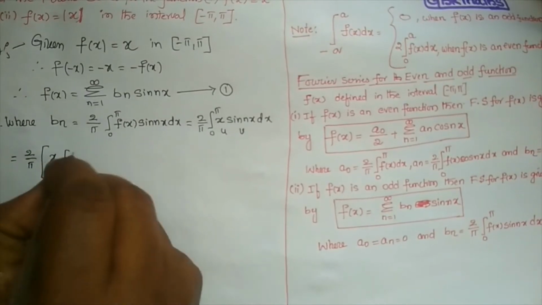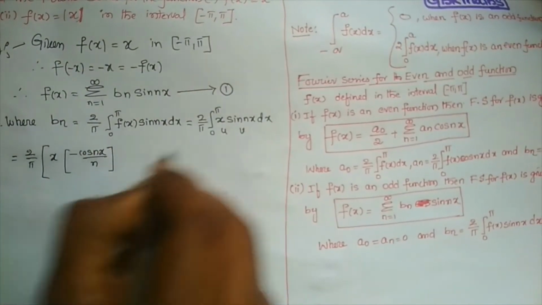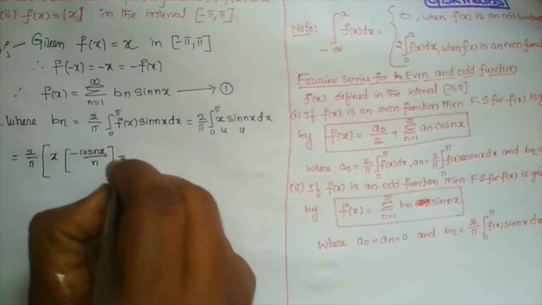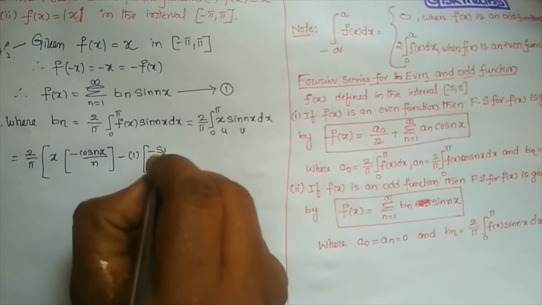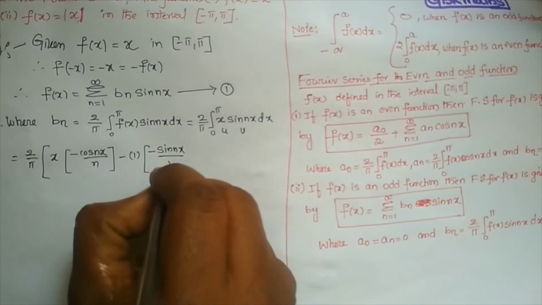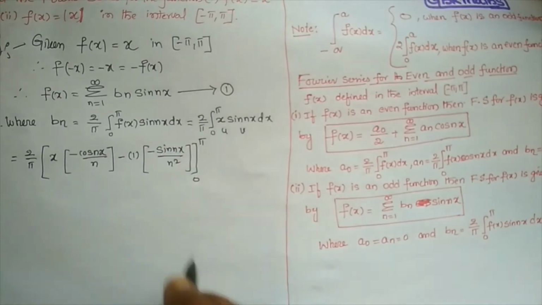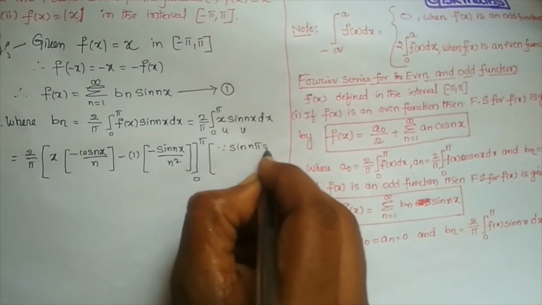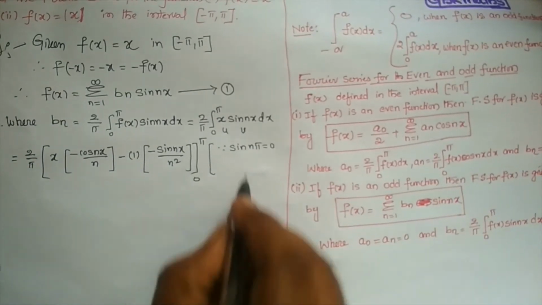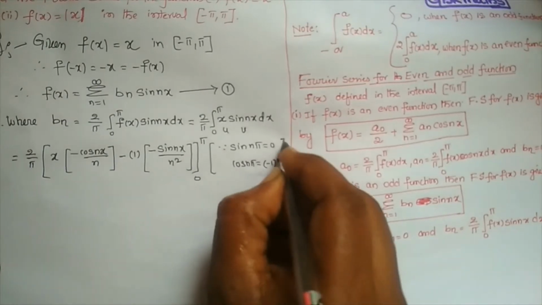x into the integration of sin nx, which is minus cos nx by n, and the differentiation of x is 1, and the integration of this part is minus sin nx by n square. So this is the simplified form. So let us see, already I have given that sin n pi is 0 for all n is equal to 0, 1, 2, and cos n pi is equal to minus 1 whole to the power of n.